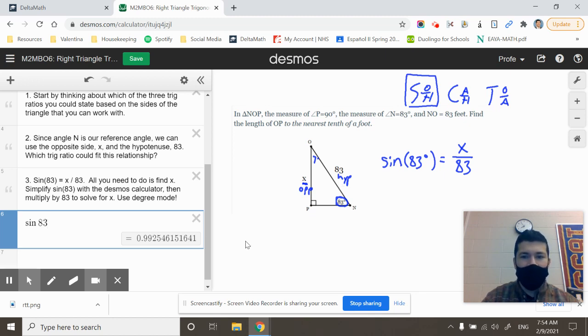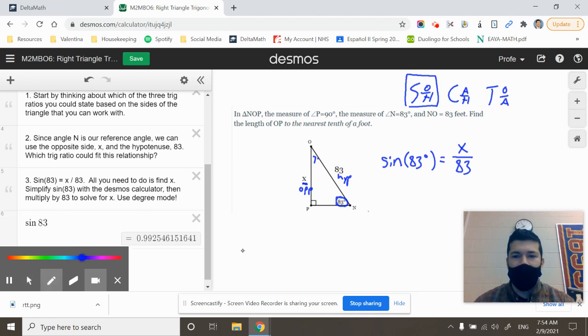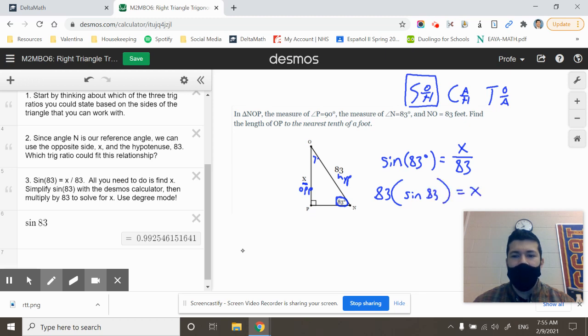Careful with rounding. I'm going to round here for the sake of showing you how the problem works, but actually, when you get that decimal, you're going to have to multiply both sides by 83. So I'm going to take 83 times whatever decimal I get for the sine of 83, and that should be my value x. See, I multiplied both sides by 83.